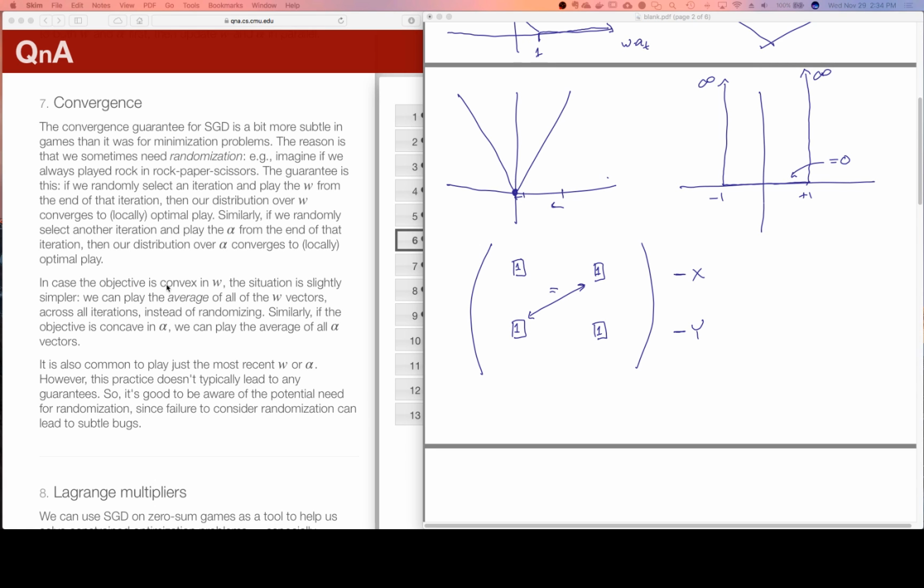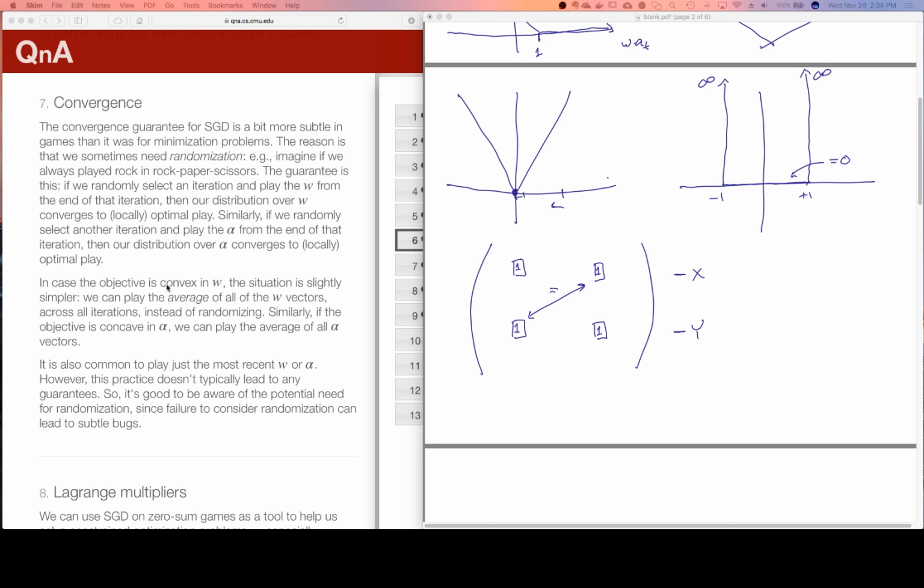So what does it say? It says that if we look back over all of our iterations and look at the W value that we had at the end of each one of those iterations, and we select one of those W values at random. And then the same thing for the alpha player, separately randomize over all of our iterations, pick the alpha value from the end of that iteration, and use that alpha. So that's going to give you a distribution over W for the W player, and a distribution over alpha for the alpha player.